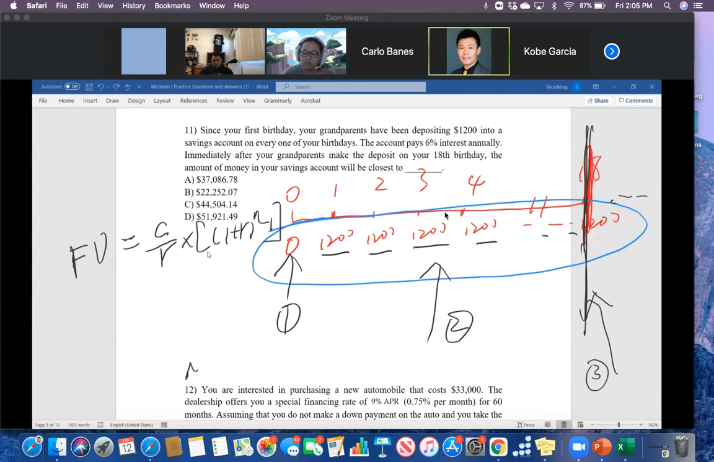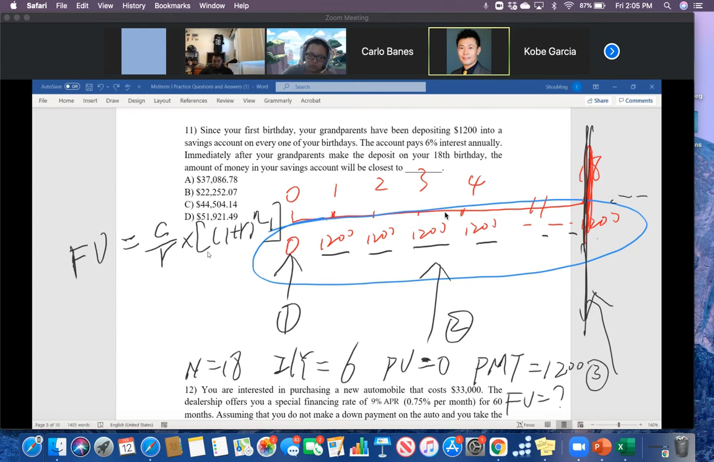So our n would equal 18 because it is 18 years, and the interest rate would simply equal 6. Present value is 0 because from the beginning, your grandparents didn't deposit anything in your savings account, and for the next 18 years, your grandparents deposited 1,200 in the account each year. Future value is what we want. By doing that, you can easily calculate that the correct answer is A. Again, you have 2 ways to deal with this question: either use the formula or use the financial calculator.